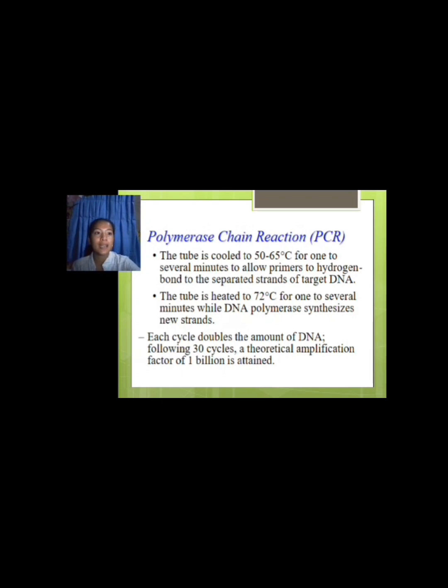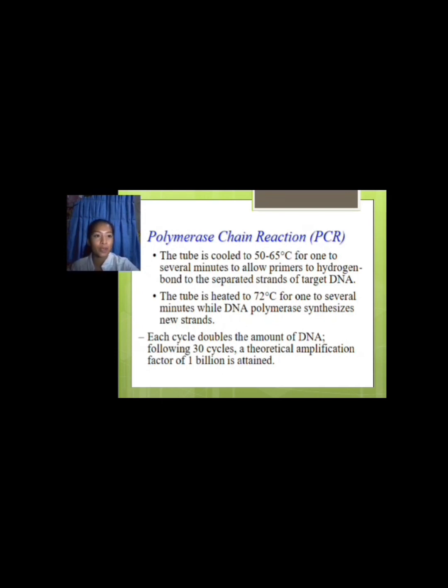Next, the annealing. The temperature is lowered to allow the primers to bind to the complementary sequences on each of the single DNA strands. The tube is cooled to 50 to 65 degrees Celsius for several minutes to allow primers to hydrogen bond to the separated strands of target DNA.